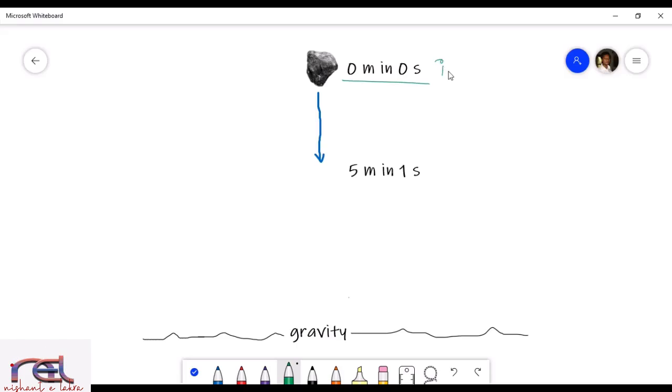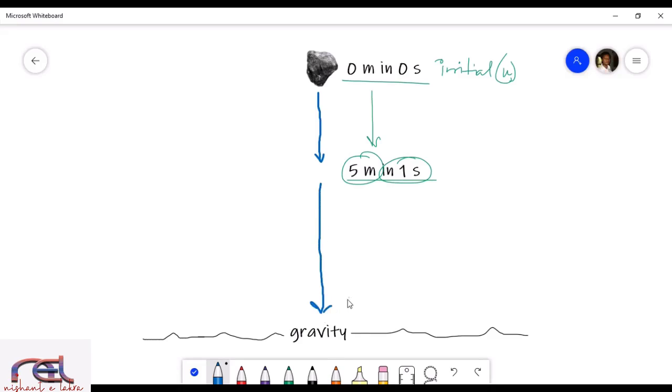0 meter in 0 second, that is the initial. What is happening here? The stone is falling down under gravity. Now in 1 second the stone has traveled 5 meters.